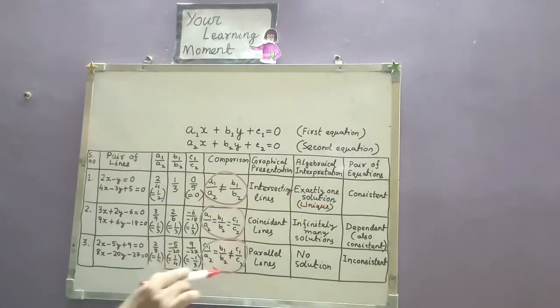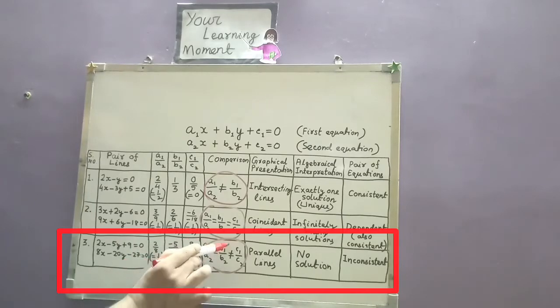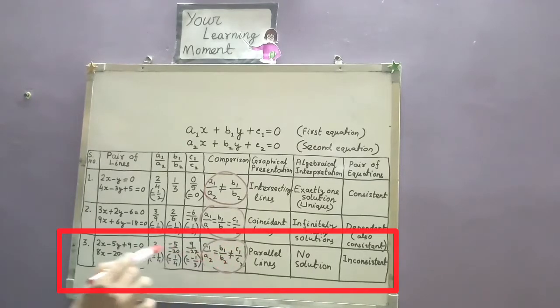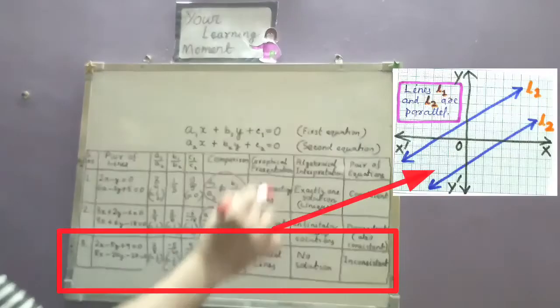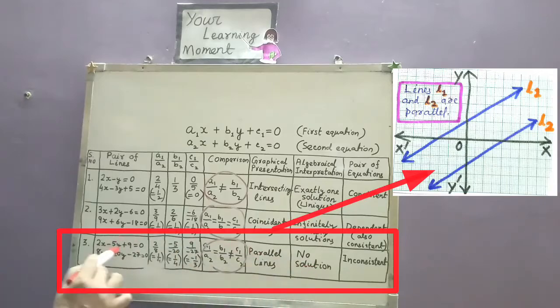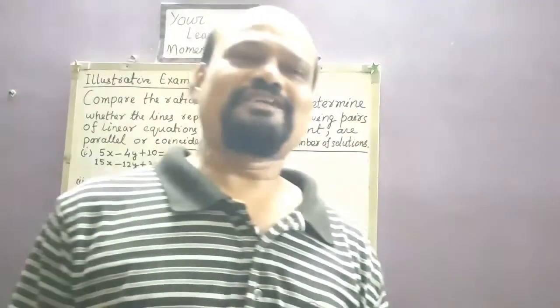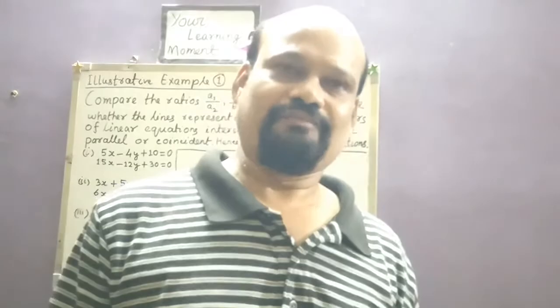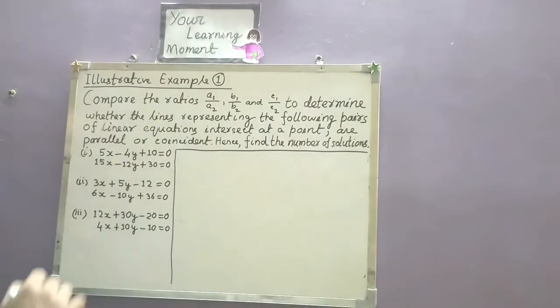Look at the condition of the third pair of lines: a1 by a2 equal to b1 by b2 not equal to c1 by c2. So these lines are parallel lines, meaning they have no solution, and this pair of lines is called inconsistent. Let us consider some illustrative examples to understand these conditions of solutions clearly.